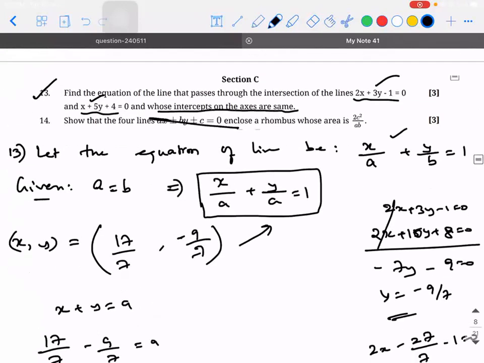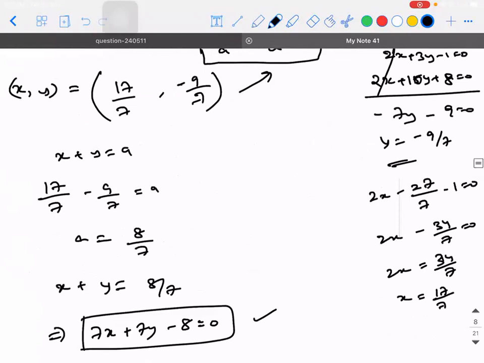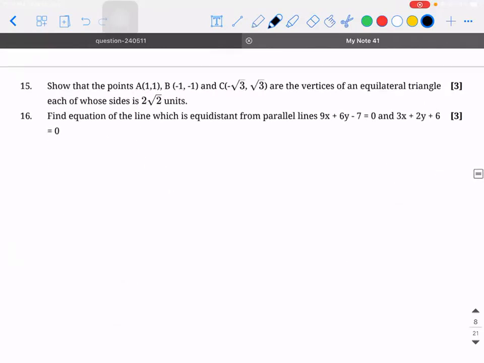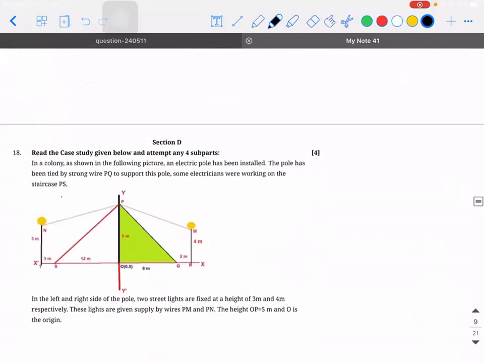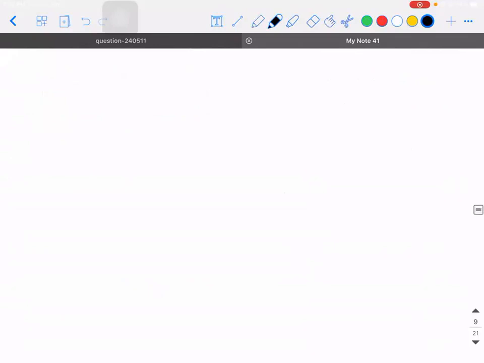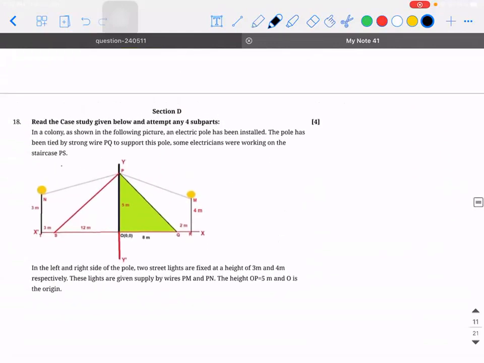Area of rhombus and all, you need not worry. 14th is not needed. Is it clear till this step? Yes, sir. The remaining problems we'll do tomorrow. Just wait for a minute.